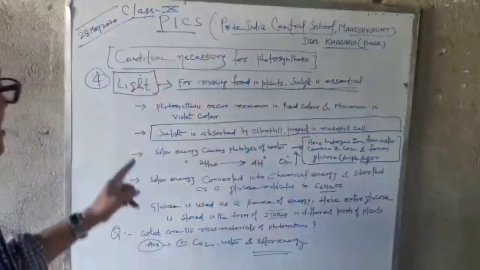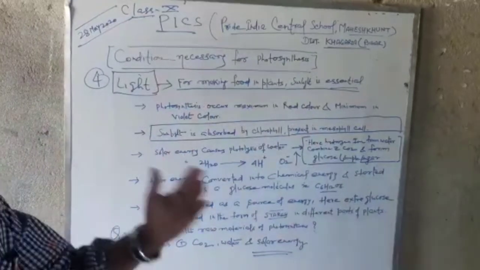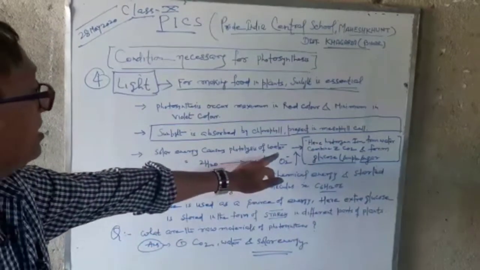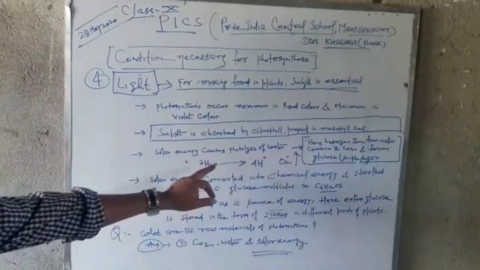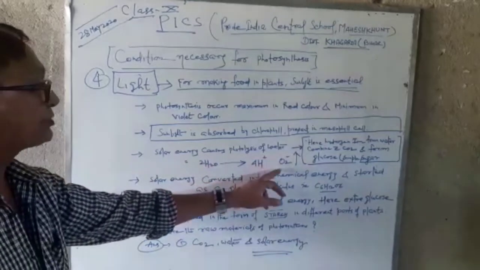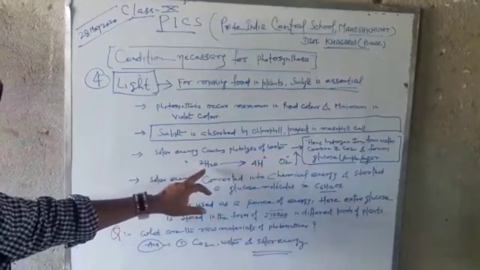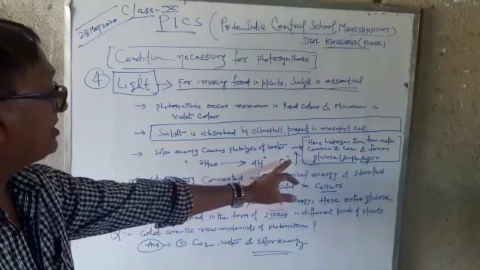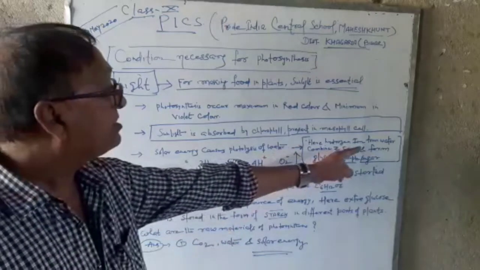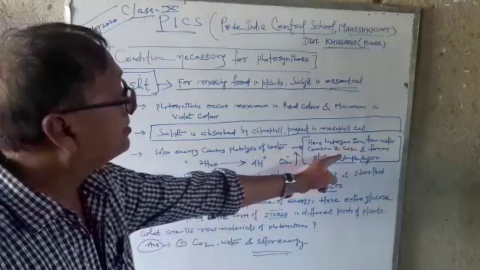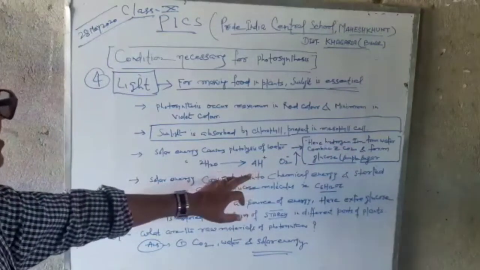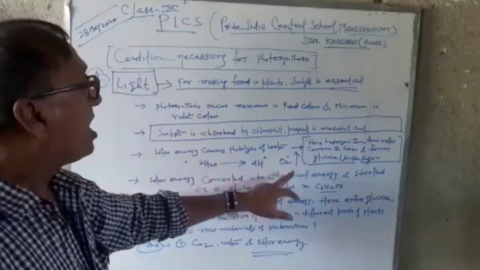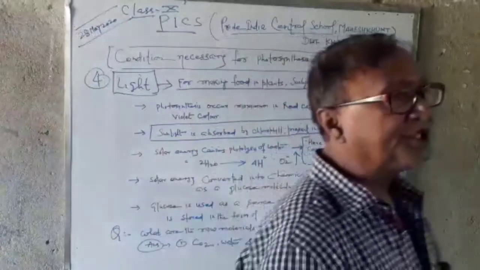Number third, the solar energy causes photolysis of water, the breakdown of water. So H2O is divided into 4H+ and O2−. Twice H2 is equal to 4H, that is hydrogen ions, plus oxygen. Here the hydrogen ion from the water combines with CO2 and forms glucose, that is simple sugar.